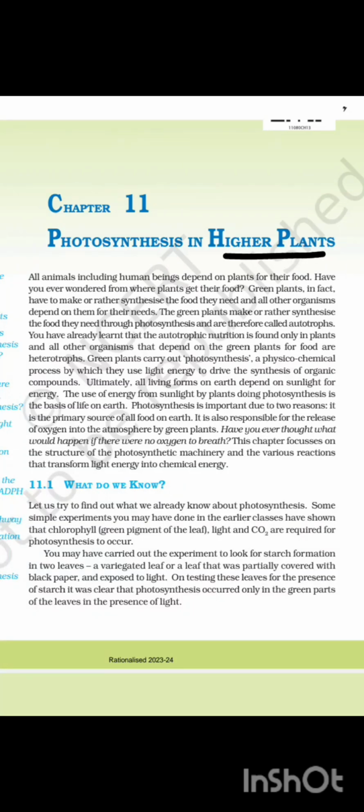Chapter 11: Photosynthesis in higher plants. All animals, including human beings, depend on plants for their food. Have you ever wondered from where plants get their food?